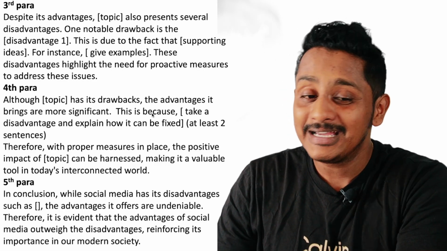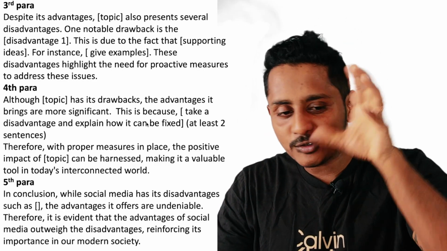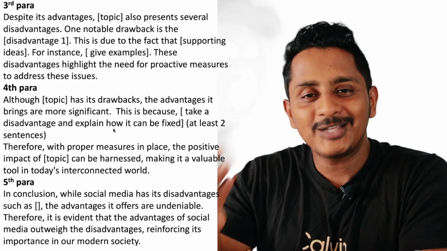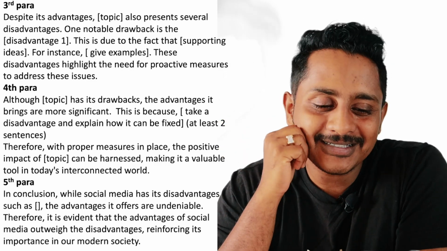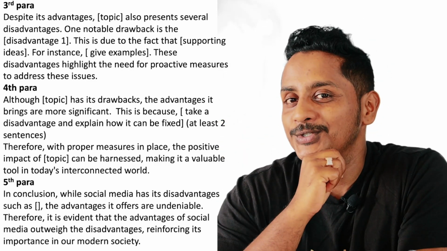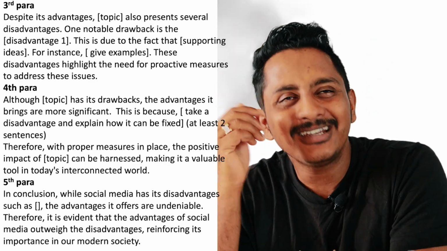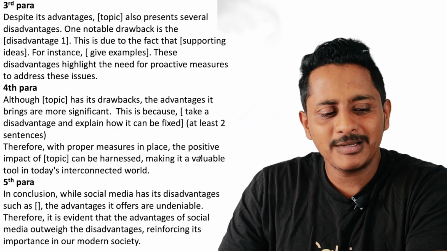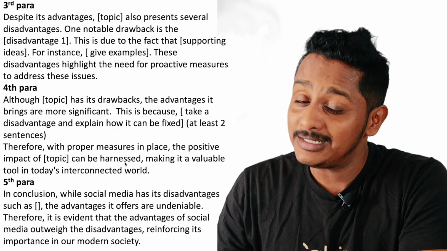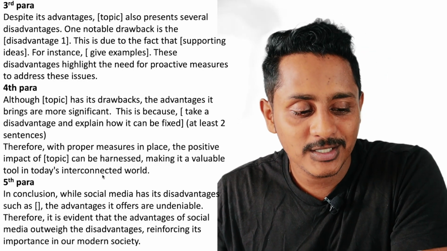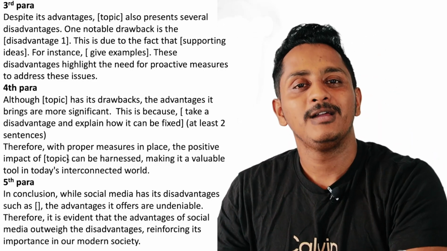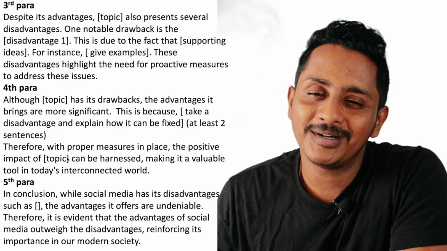This is because, second line is where you need to put your thoughts and write: take a disadvantage and explain how it can be fixed, which actually makes it not so effective, isn't it? At least 2 sentences you need to write to prove that this is not a great disadvantage, we can fix it. Then, therefore, with proper measures in place, the positive impact can be harnessed, making it a valuable tool in today's interconnected world. So, the fourth para is where you actually prove that advantages outweigh disadvantages.